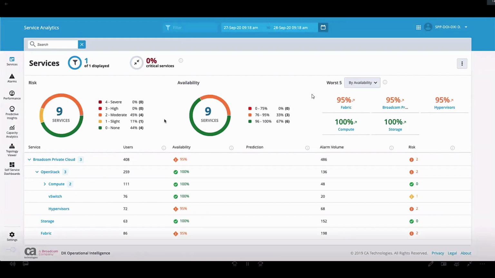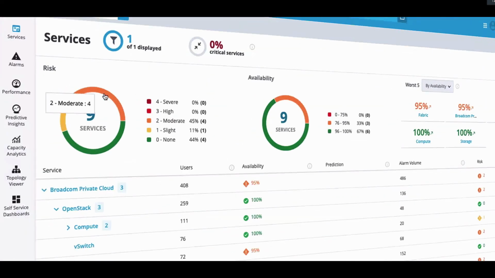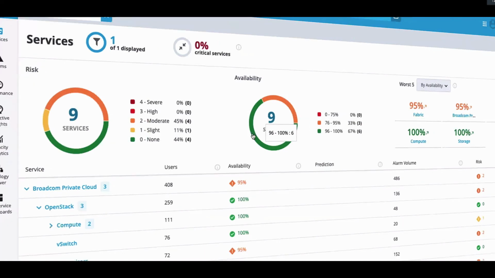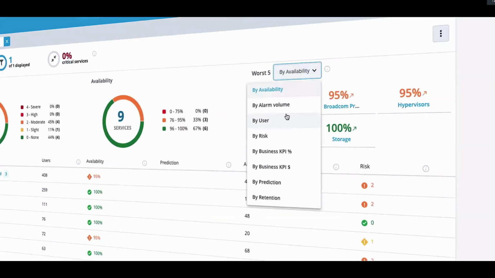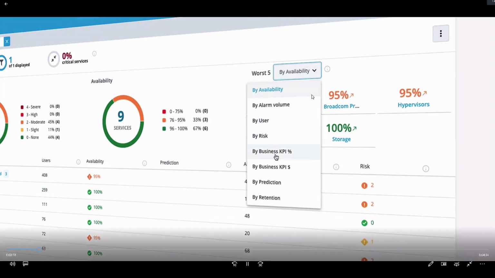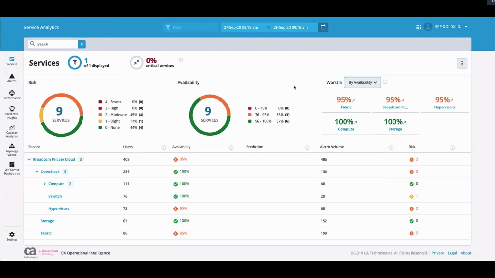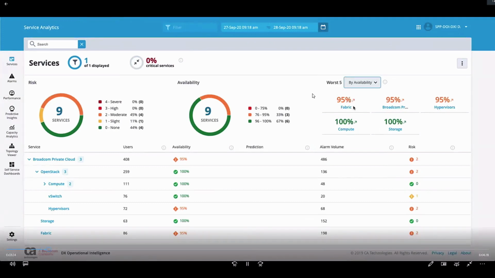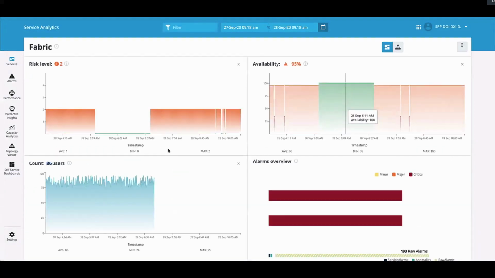AI Ops from Broadcom, powered by next-generation silicon and telemetry, gives you a simplified service view of your critical and non-critical business applications based on many factors, but especially the user experience. Here we have an application-centric view of availability, or we can sort by other factors like alarms, users, KPIs, and predictions. So we see we have an availability issue within the fabric of our private cloud service. So let's investigate that further in context.